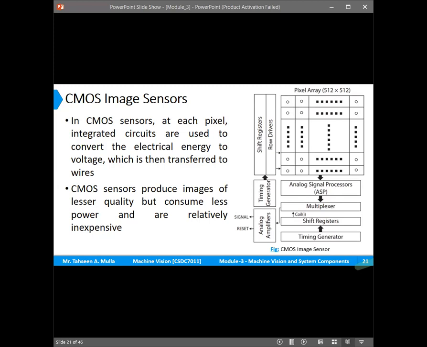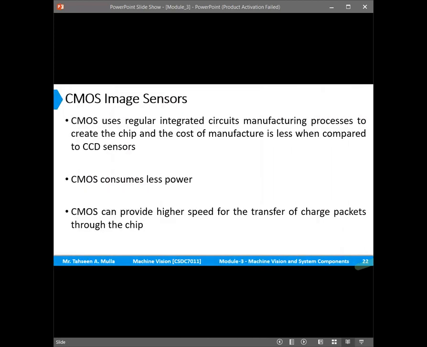CMOS sensors convert voltage at every pixel, right? That's why we can say the image quality is lower, due to higher noise. Talking about noise in CCD, we do not have noise. That's why we have high quality images, right? In CMOS, there will be noise, so image quality will be reduced. Power consumption will be reduced as there's low pixel quality in CMOS.